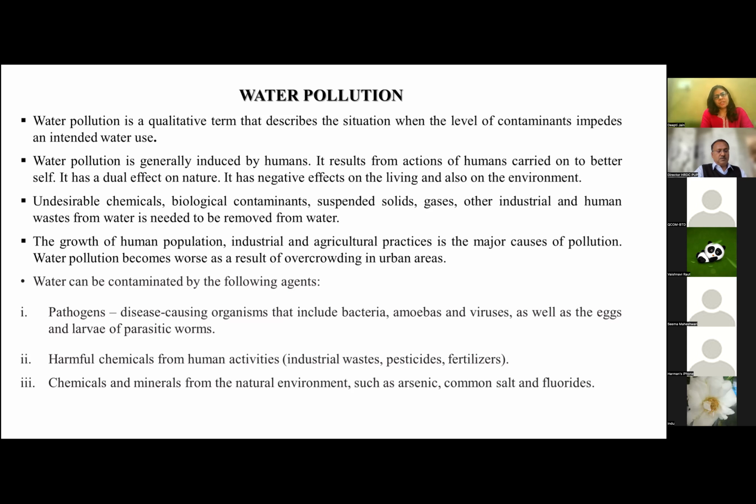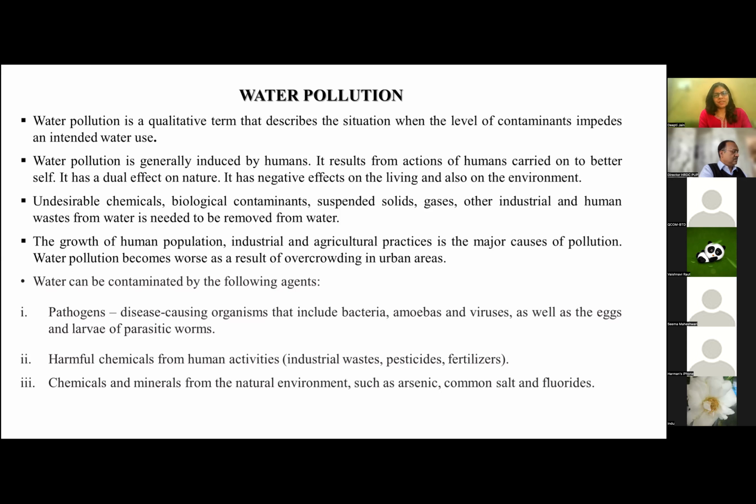So water pollution is generally induced by humans. It results from actions of humans carried out to better themselves. It has a dual nature. It has negative effects on the living and also on the environment. So the basic reason for all these pollutants, or increase in pollution level or contamination level, is all the actions which are carried out by us. And it's not only our ignorance, but the most important cause, the basic cause, is increase in population.